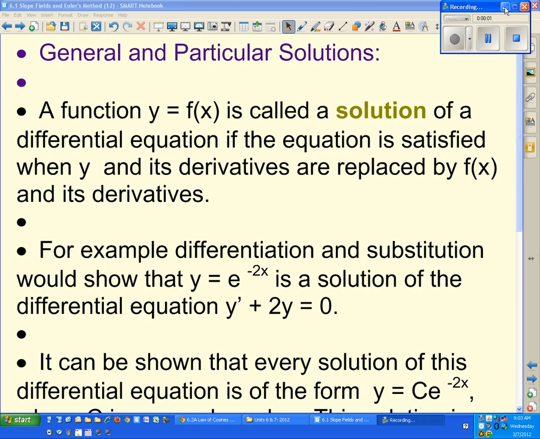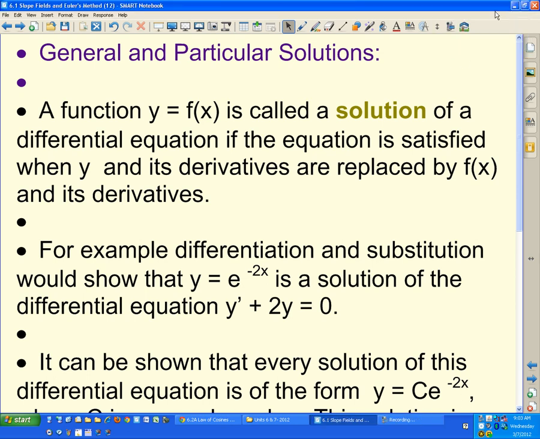Hello and welcome to section 6.1. In this one we're going to be dealing with slope fields and differential equations. So we're going to start with some definitions to remind you of what's going on here.